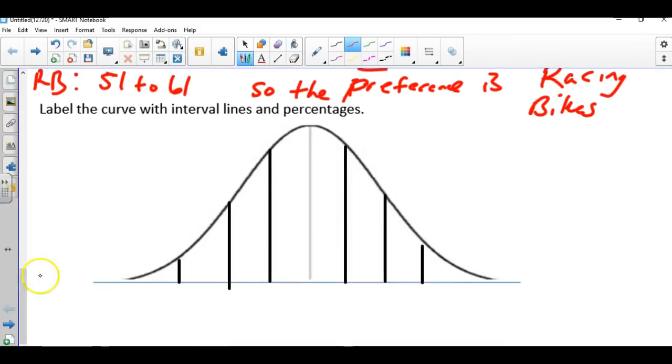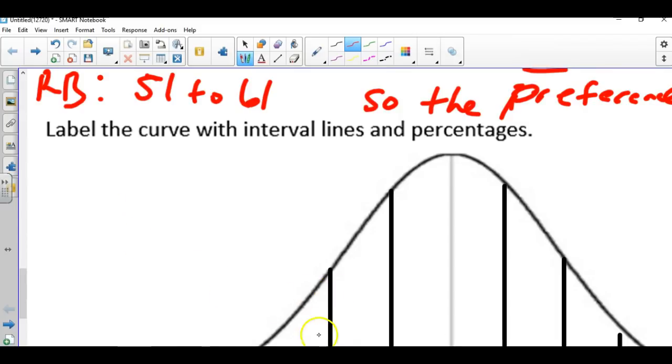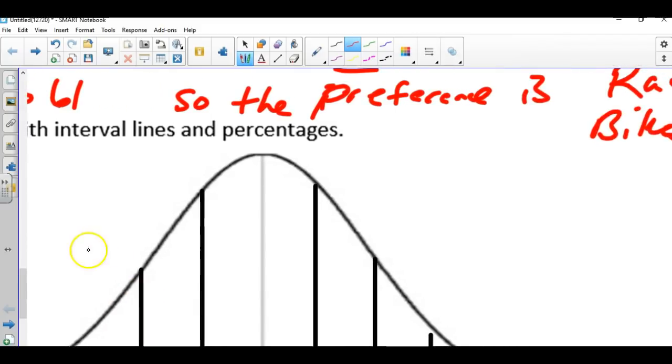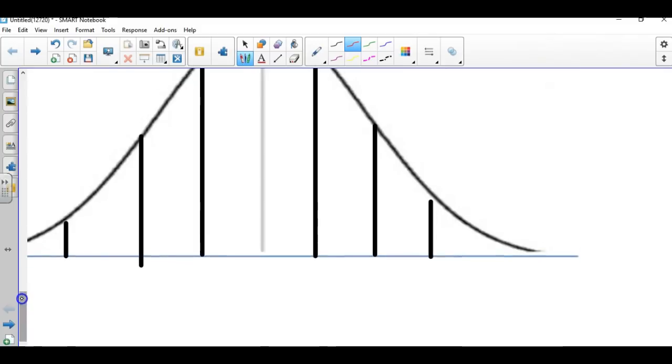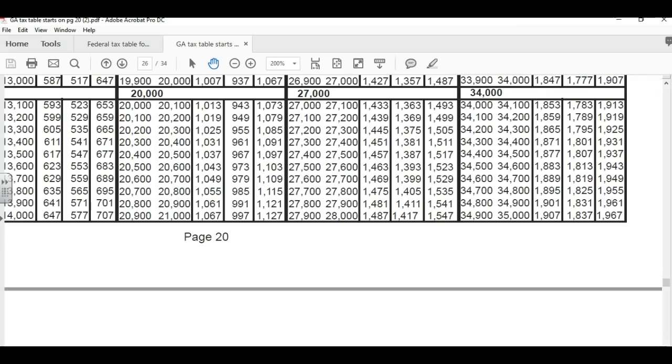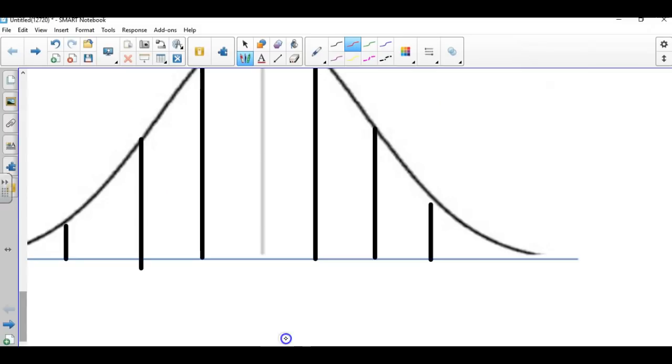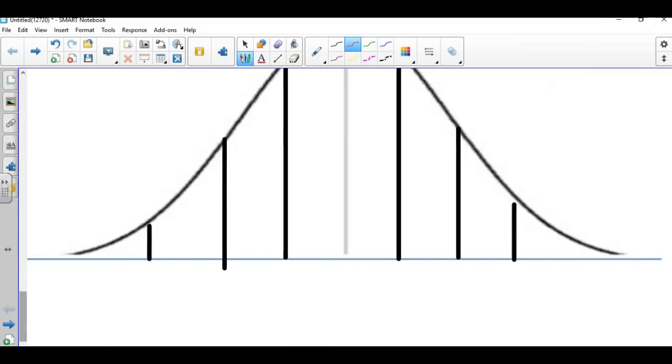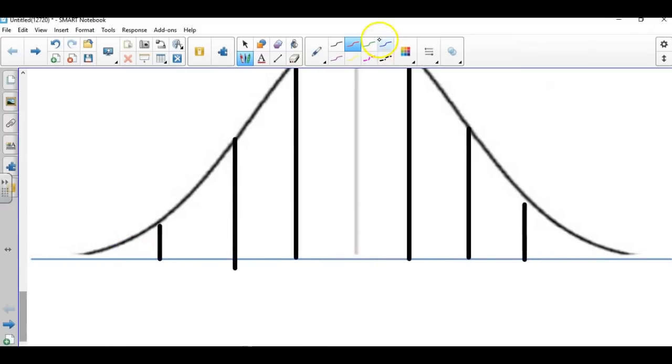We've got to label this one here. You fill it in. Let me make it bigger so I can write on it. Here's what it looks like. You have 34% right here.